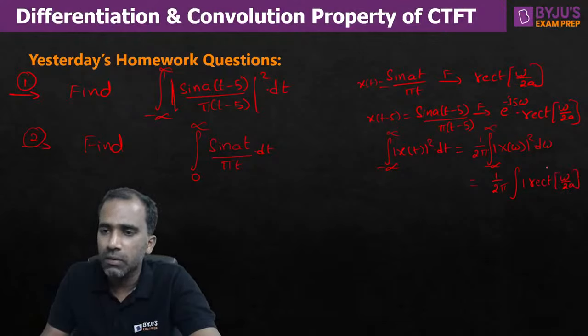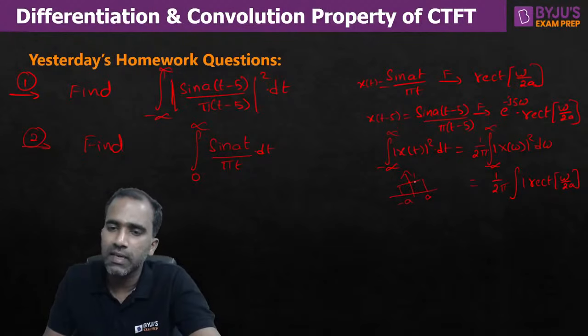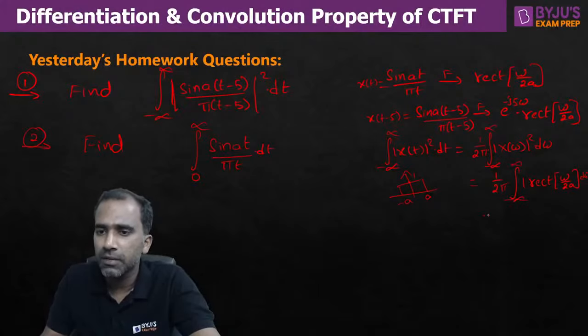If you square a rectangle, what happens? It will still be a rectangle only, you know? Correct or not? If you square a rectangle with a height of 1 unit from minus a to plus a, it becomes 1 squared, which is again 1. So it will be the same rectangle and d omega, with limits from minus infinity to plus infinity. The rectangle has the value 1 in the limits from minus a to plus a. So if you integrate, it becomes 2a by 2 pi, which is a by pi.